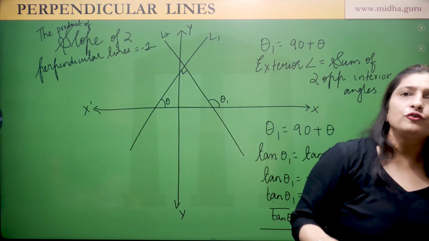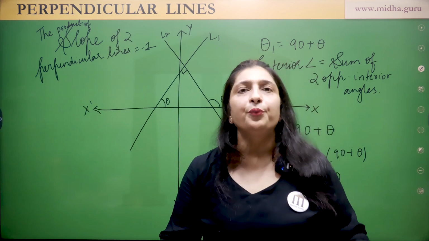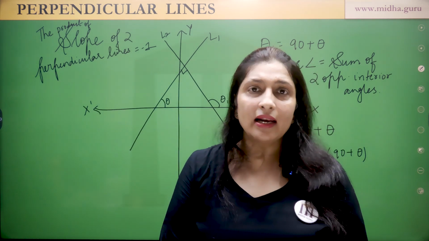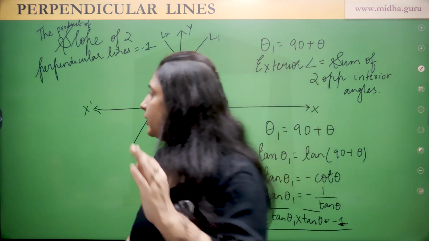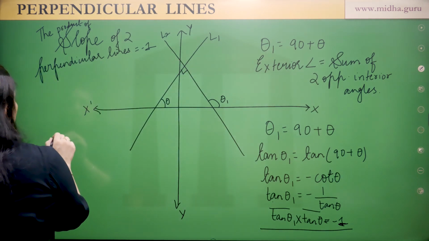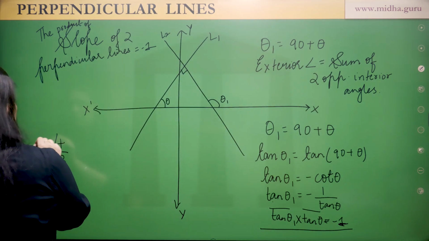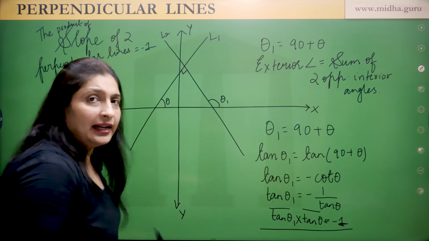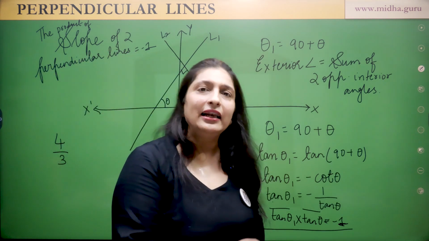So the slope of two parallel lines are equal, and the product of slope of two perpendicular lines is equal to minus 1. Now the question given is: if the slope of a line is 4 by 3, find the slope of a line which is parallel to this given line.